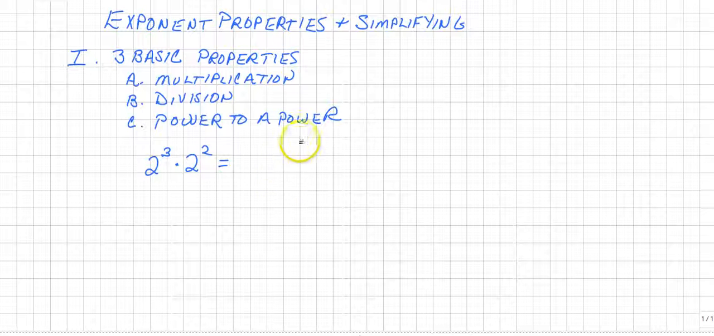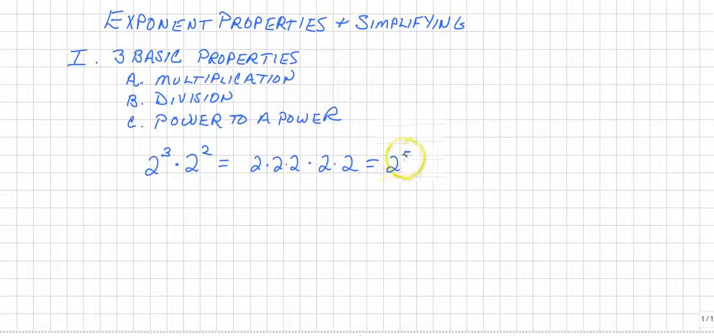to simplify that. First of all, we'll take the long cut. You should all know that 2 cubed means 2 times 2 times 2, and 2 squared means 2 times 2. So in total we have 2 times 2 times 2 times 2 times 2, which is 2 to the 5th, or 32. So hopefully from that you can see the power property of multiplication of like bases.